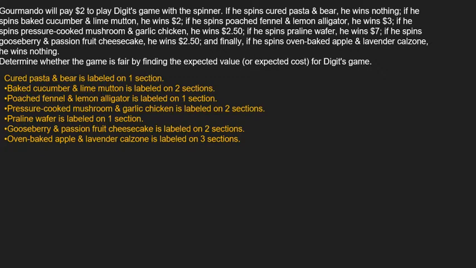Maybe he wins nothing. So we have to determine whether the game is fair by finding the expected value or expected cost for Digit's game. Now I'm just going to help you on figuring out expected value, and I'm going to leave it to you to interpret the results of the expected value and figuring out whether or not the game is fair. Hopefully you took good notes on Lesson 20 and you remember already having looked at expected value examples and what it means for some probability game to be fair or probability situation to be fair.